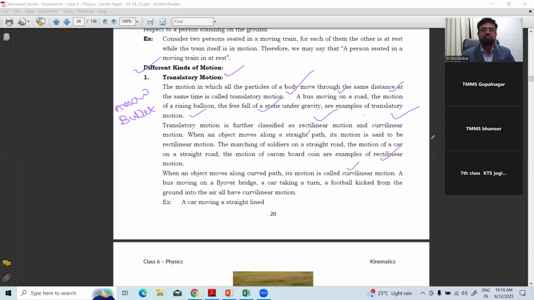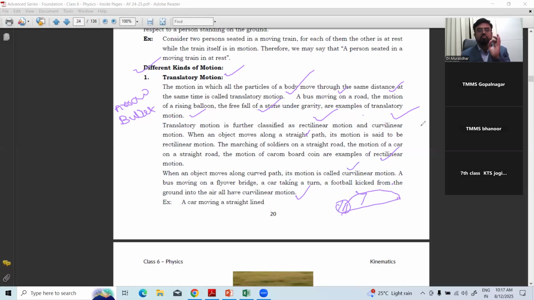Again, there are two types. A bus moving on a flyover bridge. A car taking a turn. A football kicked from the ground into the air. Now, see, when you hit the football, it follows a path like this to reach the goal. Correct or not? So this is curvilinear because it's taking a curved path. Clear? So the first type of motion is translatory motion.